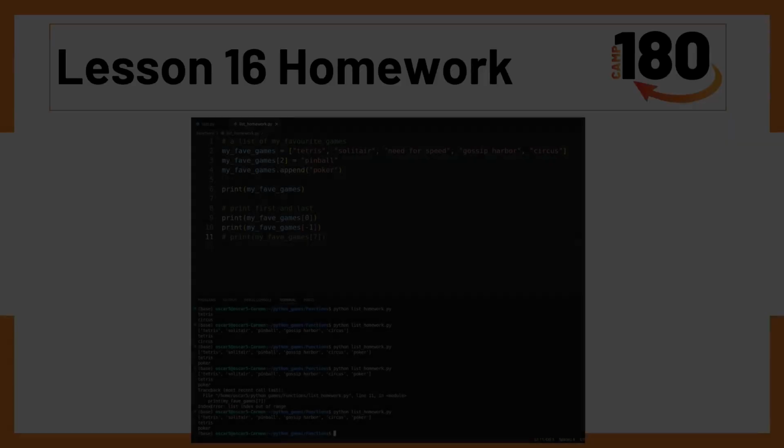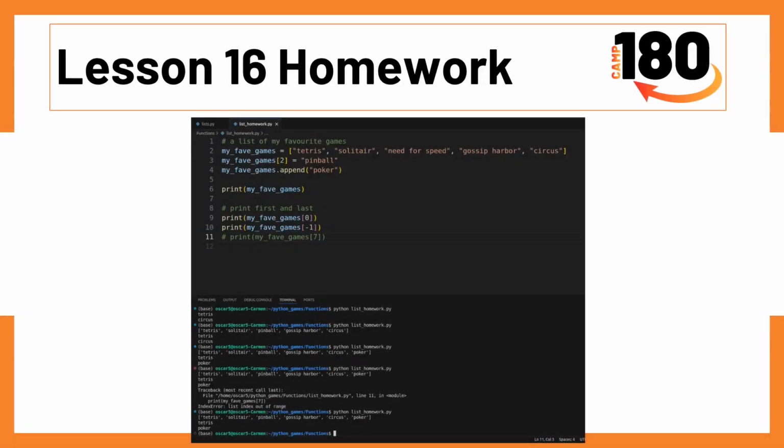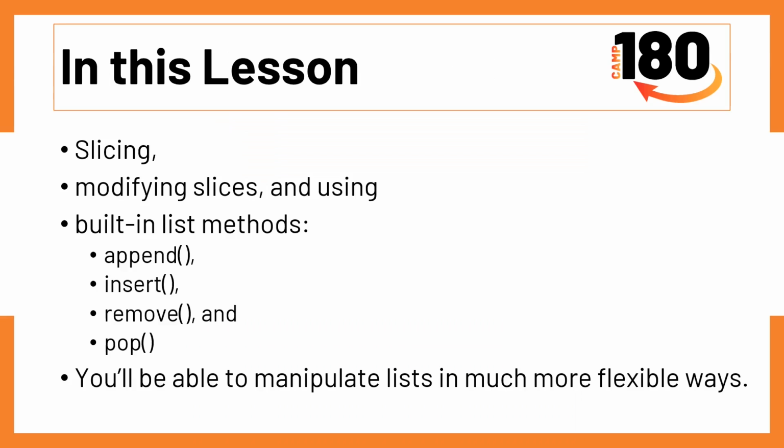In the last lesson you learned how to create lists, store multiple values and access items by index. Today we'll be covering slicing, modifying slices and using built-in list methods like append, insert, remove and pop. By the end of this lesson you'll be able to manipulate lists in much more flexible ways, which is useful when working with game objects.